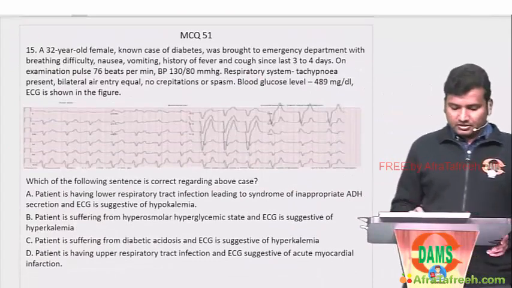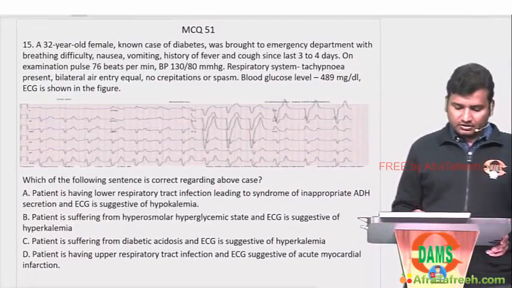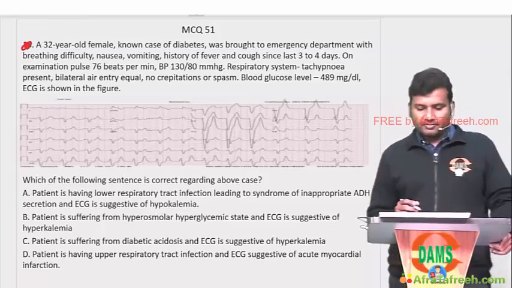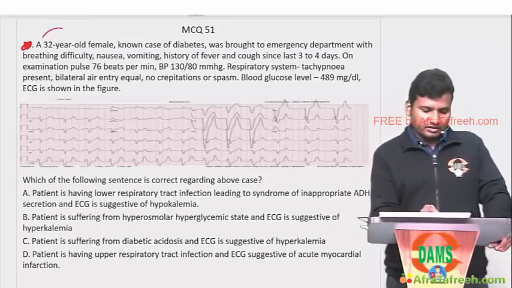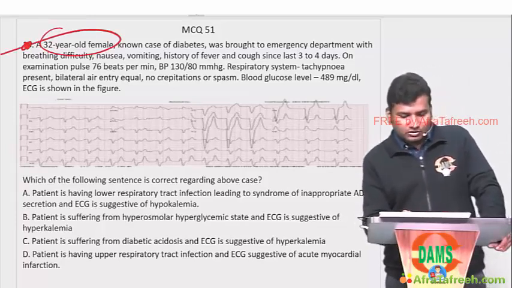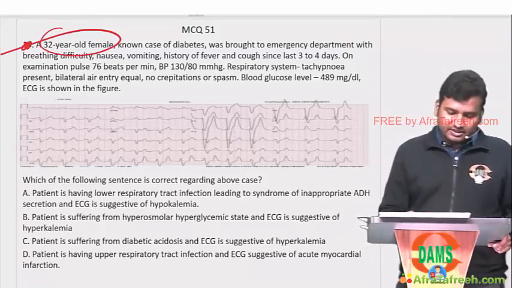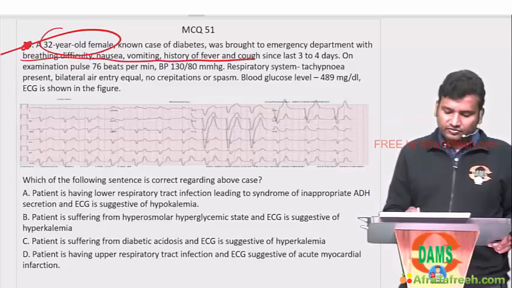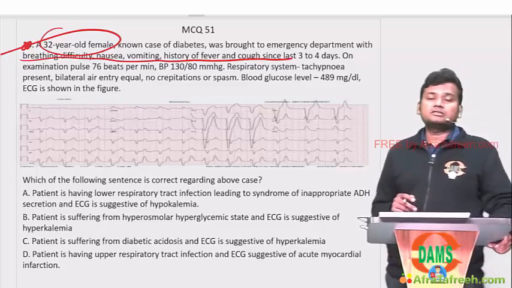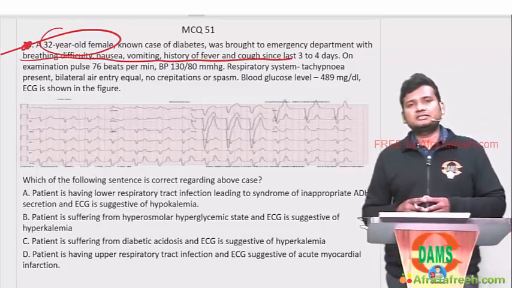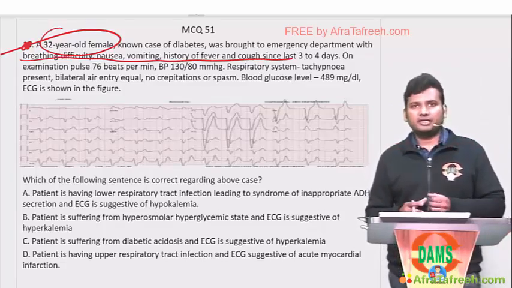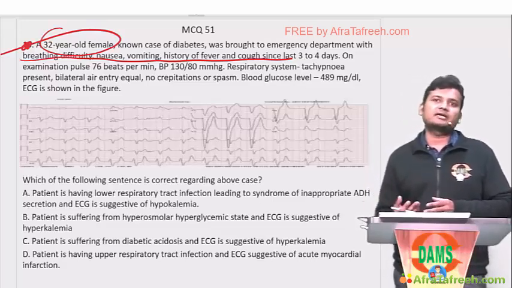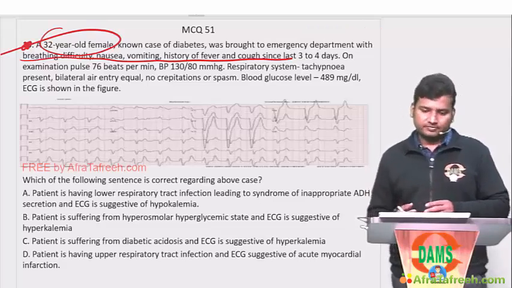Now, a 32-year-old female, known case of diabetes, was brought to the emergency department with breathing difficulty, nausea, vomiting, fever, cough. So now it is showing you that the patient is having clinical features of diabetic ketoacidosis. Fever is also there, so a stress factor or secondary infection is also present.